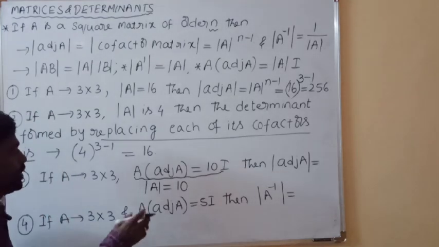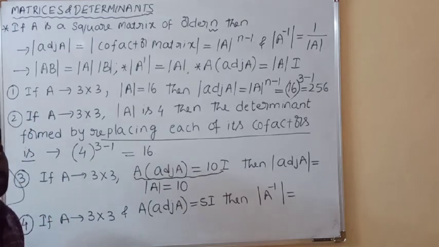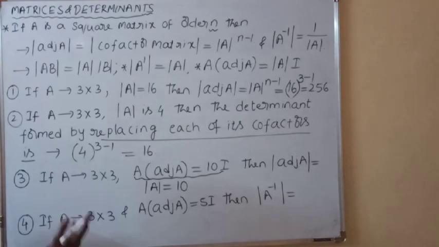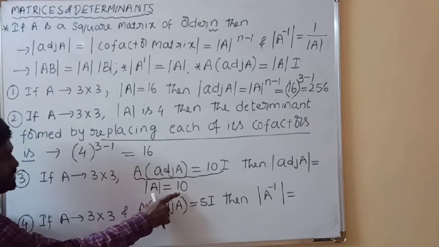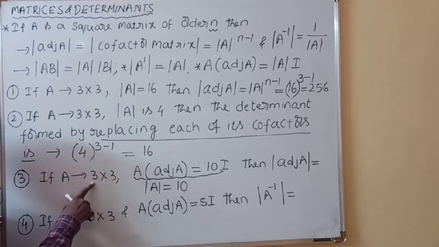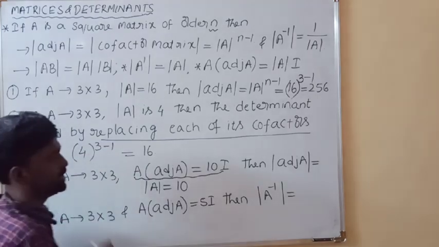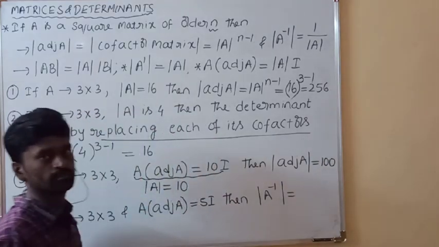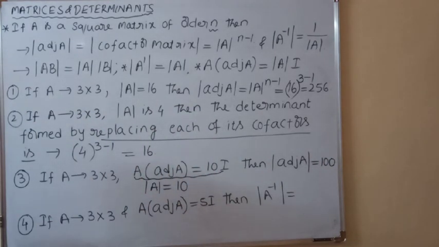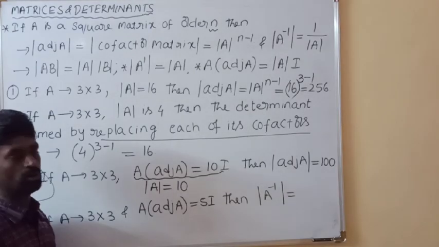Okay. So we got det A and we have to find det of adjoint A. So det of adjoint A formula is what? Det A power n minus 1. So 10 power n minus 1, and n value is how much? 3. So 10 power 2. 10 power 2 is how much? 100, over.